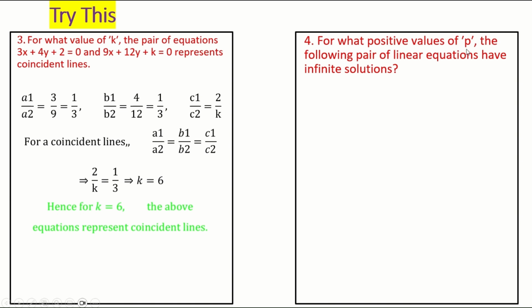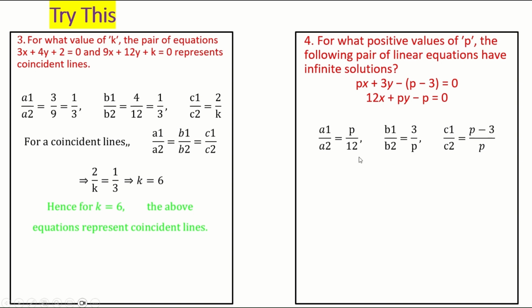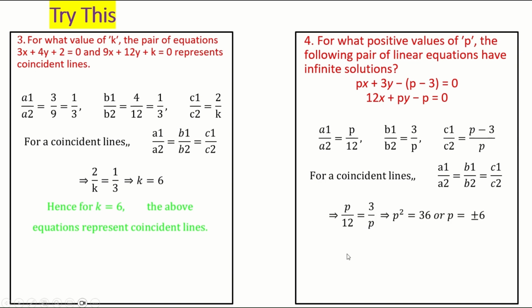For what positive values of p, important, positive values of p, does the following pair of linear equations have infinite solutions? Okay. So these are the two equations given. Now take the ratios. a1 by a2 equal to p by 12, b1 by b2 equal to 3 by p, c1 by c2 equal to p minus 3 by p. Okay. We know the condition, all ratios should be equal.